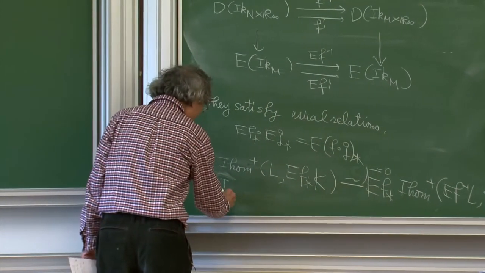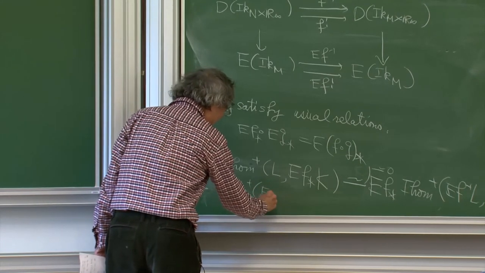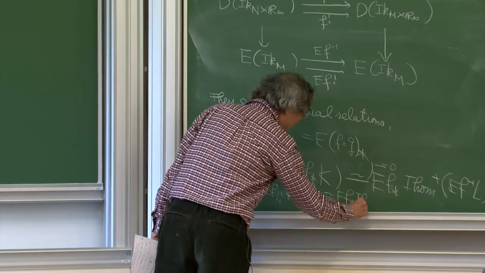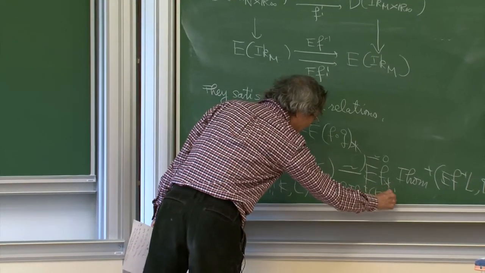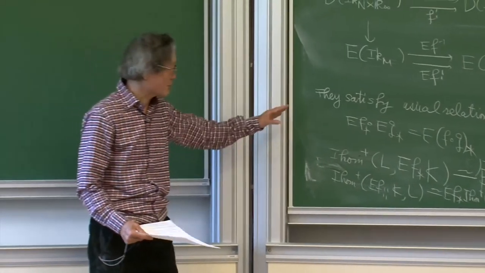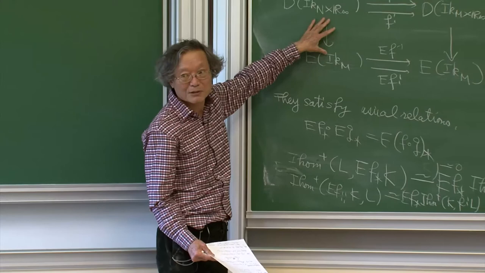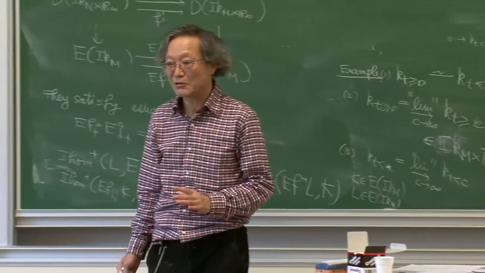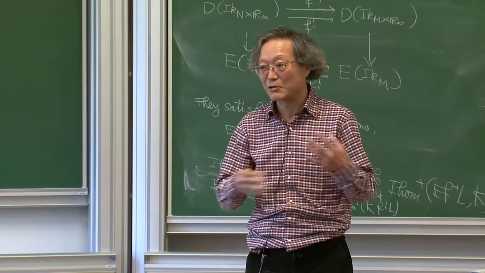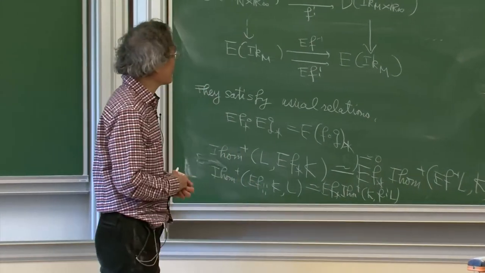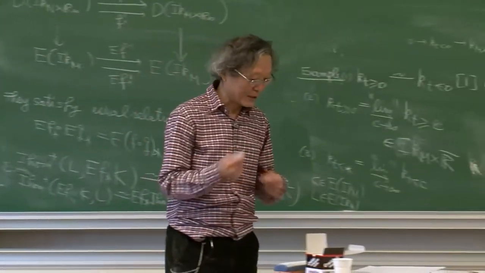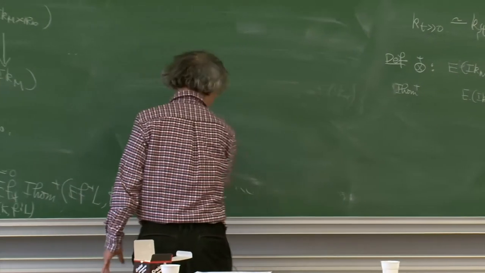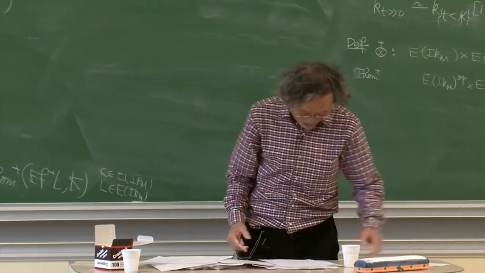And for the other one also, E home plus E F shriek K, L, so that is E F star, E home plus K upper shriek L. So those are the usual relations. So it satisfies all the relations, similar properties. To manipulate those, it's very similar to the usual category of sheaves, so basically all those techniques in sheaf theory can work for enhanced ind-sheaves.